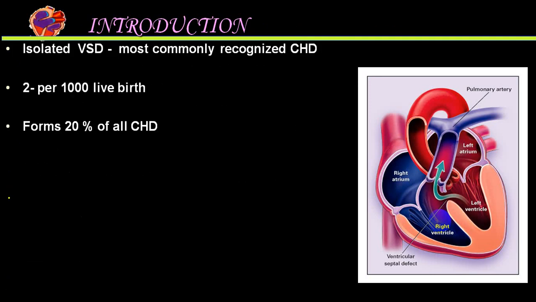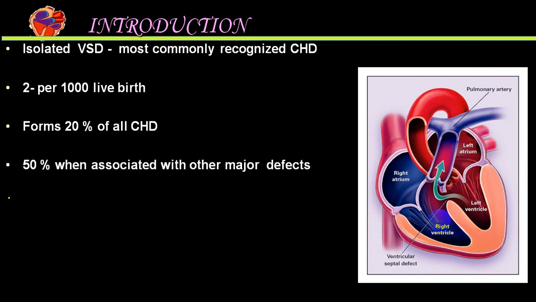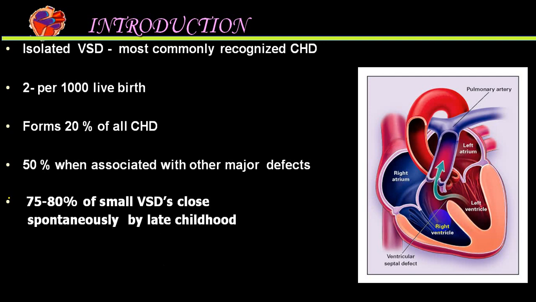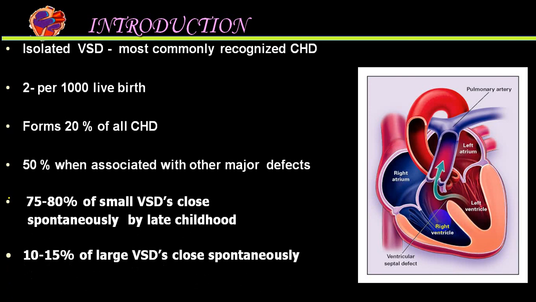Isolated VSD is most commonly recognized in congenital heart disease. We have already told you that it accounts for more than 20 to 50% of all congenital heart disease, almost 50% of those. By and large, 80% of small VSD, or muscular defects, will close on their own. We call this spontaneous closure. 10 to 15% of large VSD can also close spontaneously if they are muscular variety. 60% of defects will close quite early.